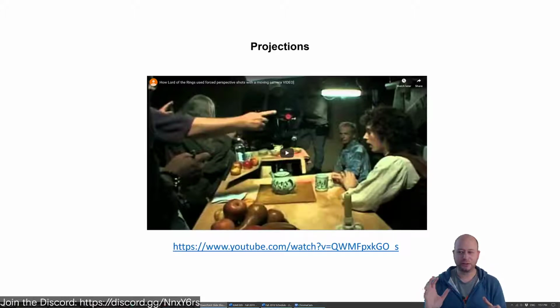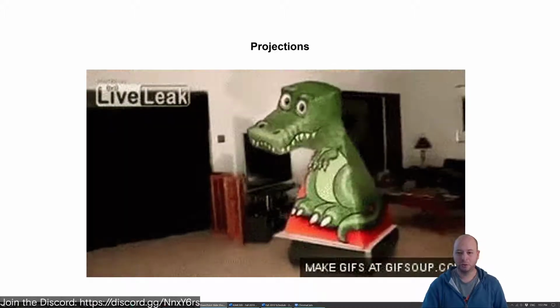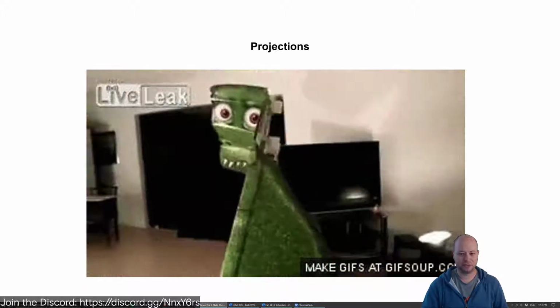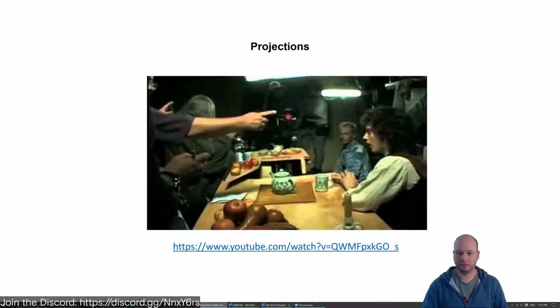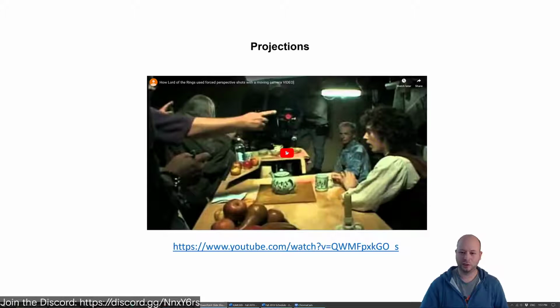But something that's really hard with forced perspective, as you saw in these previous examples, is that if you move, things look a little bit funny. Things start to not make sense at a certain point. With forced perspective, you have that problem. So let's take a quick look at it. It's kind of a fun thing.